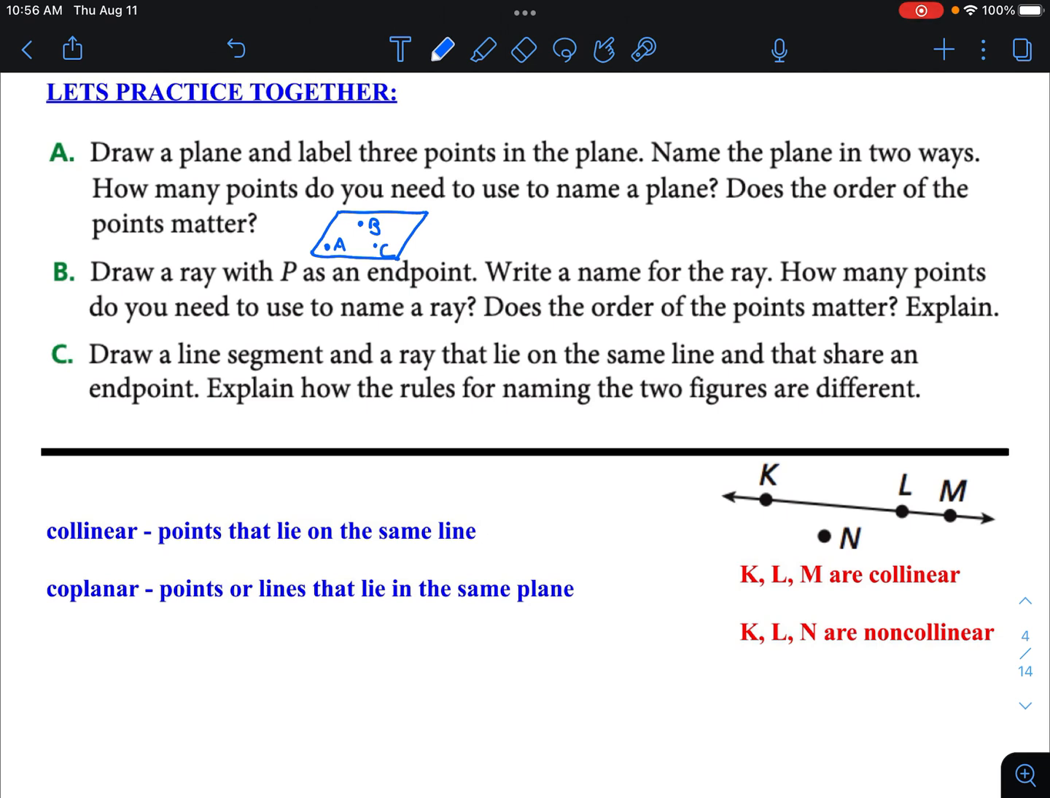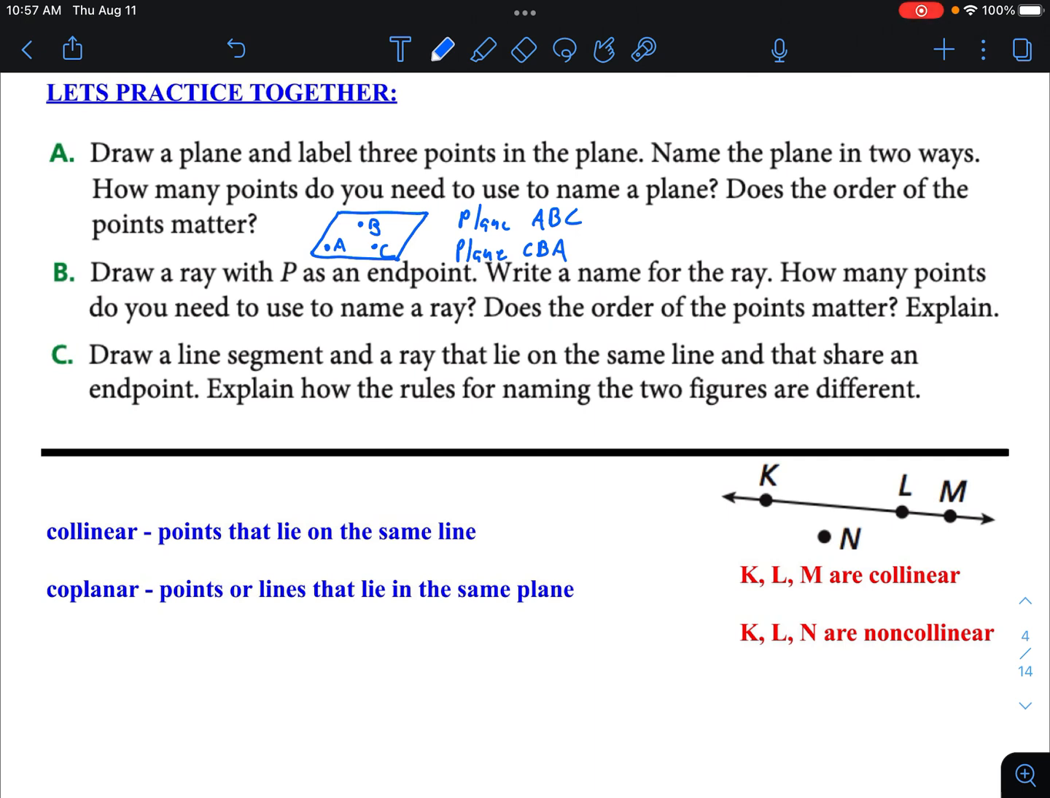And it says name the plane in 2 ways. Now I told you the order doesn't really matter here. So we're going to call it plane ABC for starters. And we'll just reverse those letters. We'll say plane CBA for a second version.